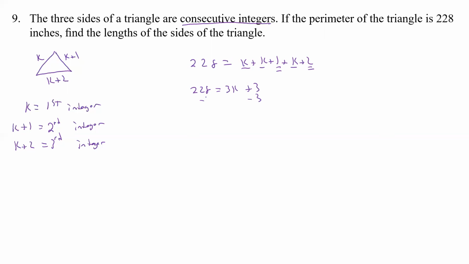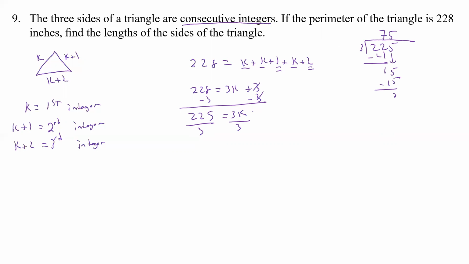If we subtract 3, those go away and we get 3k here, and if we subtract that, that's 225. Now we divide by 3, and so 3 goes into 225. Well, 3 goes in that 7, that's 21. Subtract, that's 1, bring down the 5. 3 times 5 is 15. Subtract that, 0. So k equals 75, and this is inches again. So 75 is the first side.